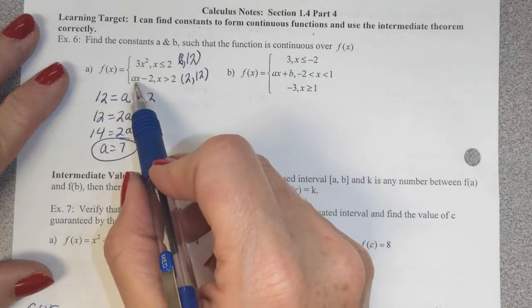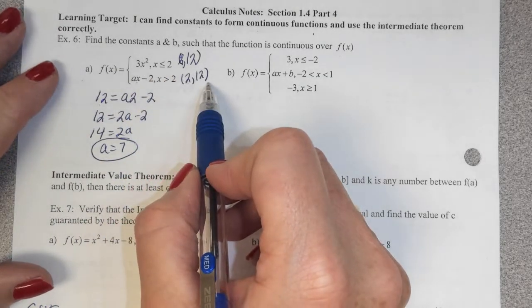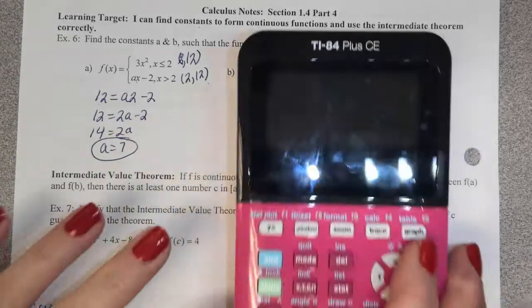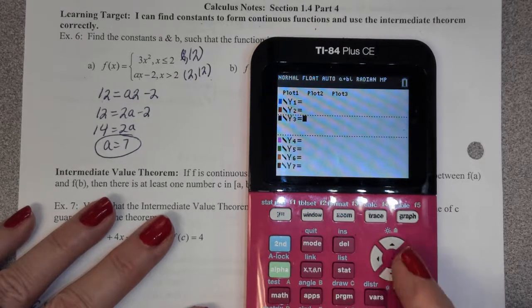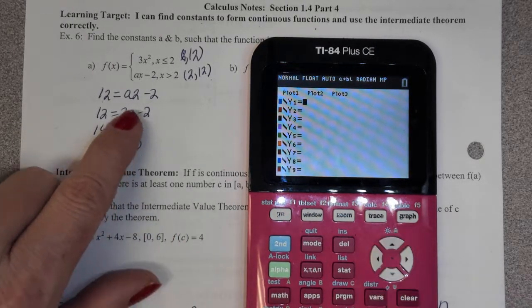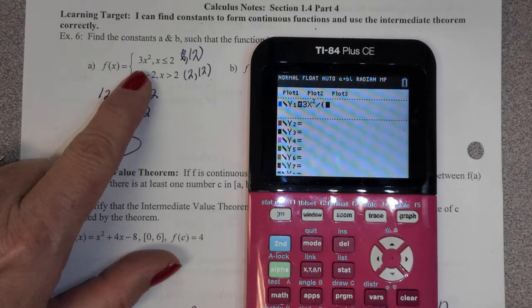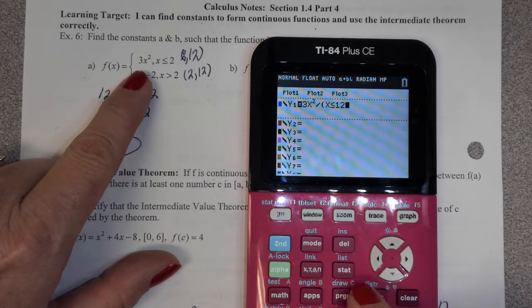So we want to know what a value is going to make it so that when we plug in 2, we get 12. All right? And that would make it continuous. Just to review this with you, let's say I wanted to check it. I go to my y equals. You don't have to put this in, just watch, unless you want to practice. So I put in 3x squared. I say divide it up. Only do this when x is less than or equal to 2.